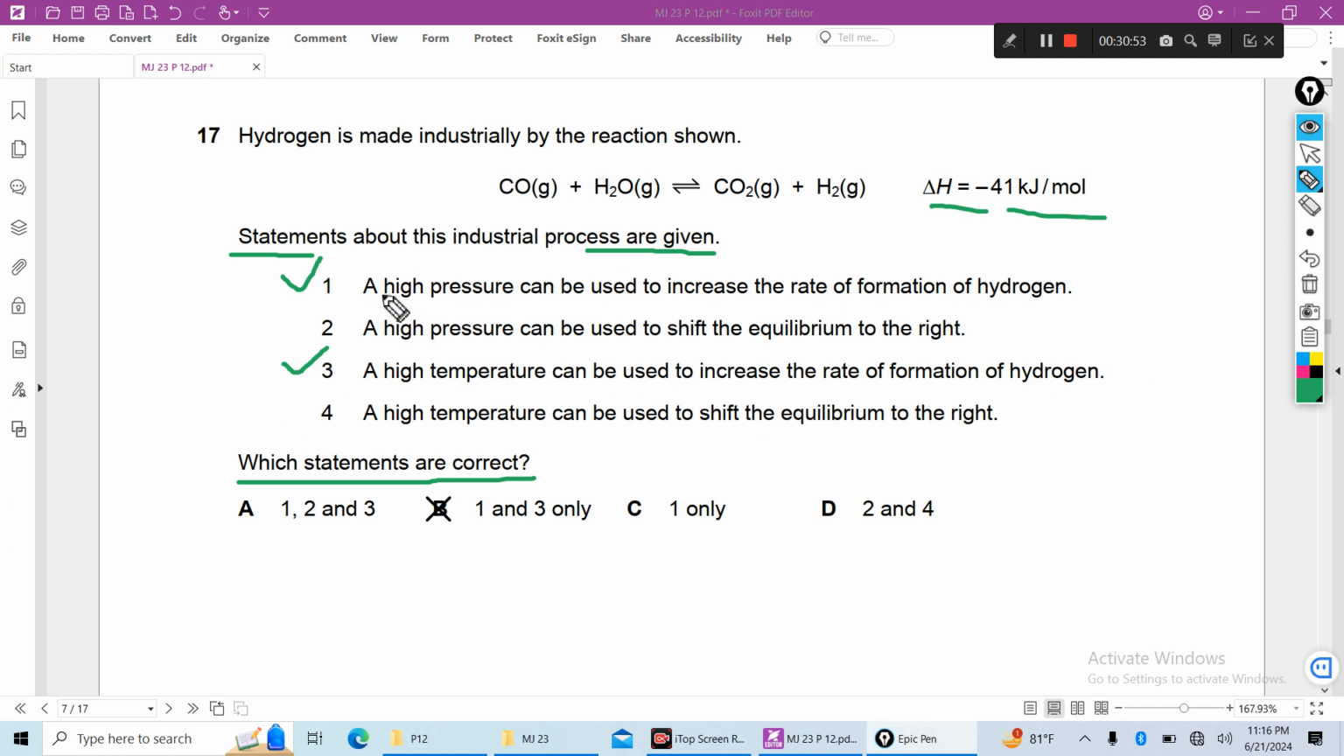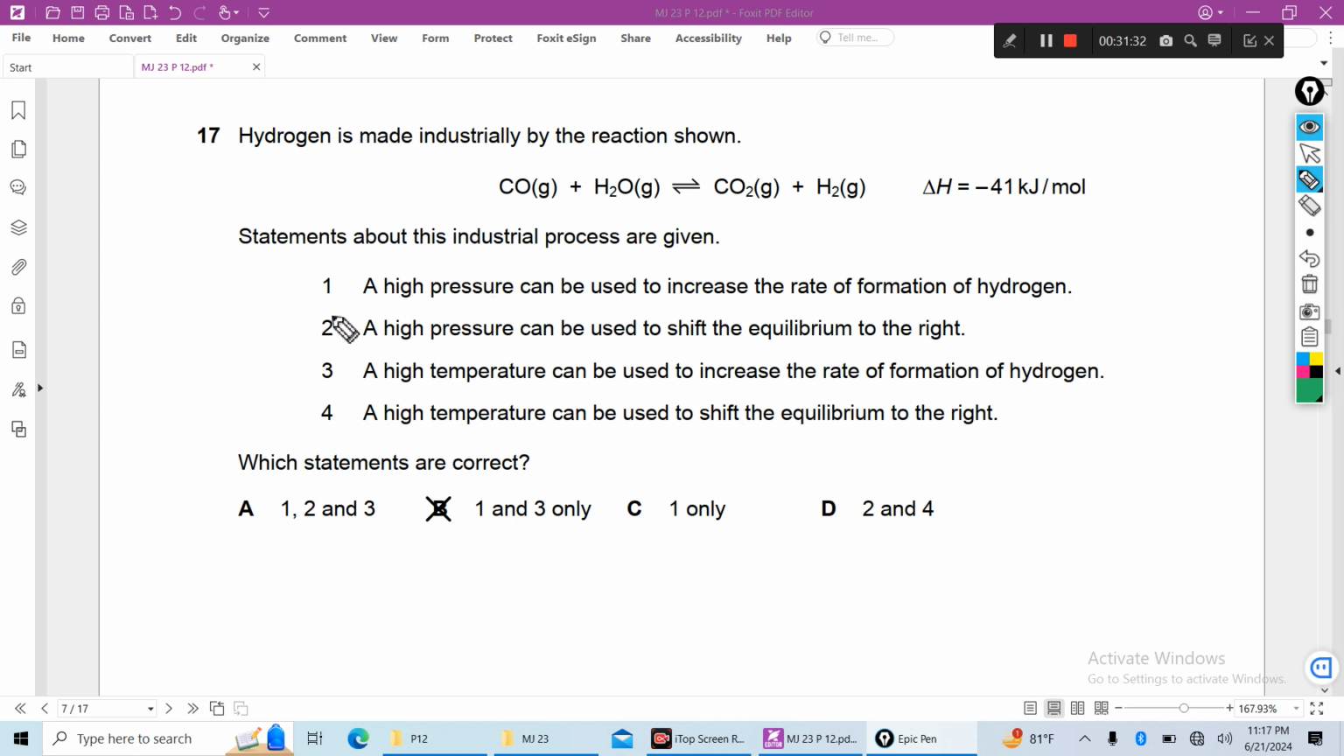Why? A high pressure can be used to increase the rate of formation of hydrogen. Yes, if pressure increases, molecules become closer, more successful collisions occur, rate of reaction increases. So 1 is the right answer. And 3 is right. Why? A high temperature can be used to increase the rate of formation of hydrogen. Yes, if you increase temperature, rate of reaction will increase. 1 and 3 is the right answer.